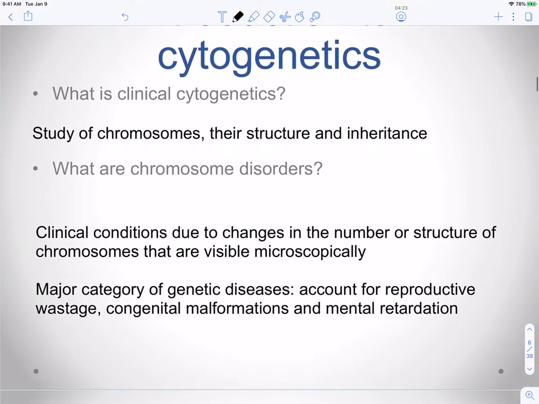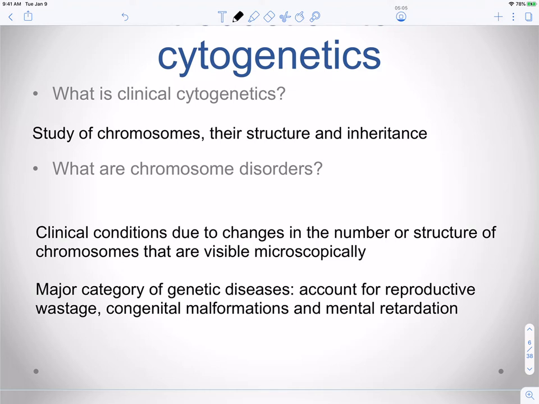So what is cytogenetics? Cytogenetics is pretty straightforward: study of chromosome structures, inheritance, etc. So chromosome disorders are clinically defined, and it has to do with the actual chromosome number, or they're going to be visually different. So you can have duplications of areas of chromosomes, you can have insertions, other types of things can happen. It just doesn't have to be a whole chromosome is either added or deleted. It can be partial as well. And then cytogenetics, chromosome abnormalities are, of course, going to be a major category of genetic diseases.